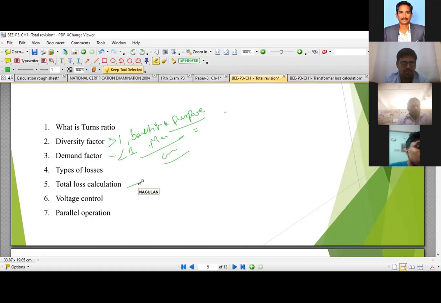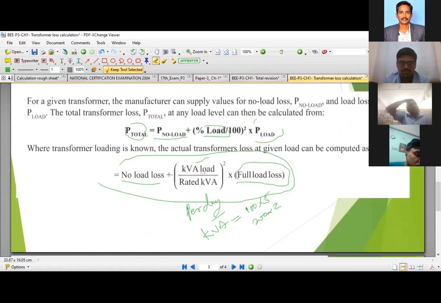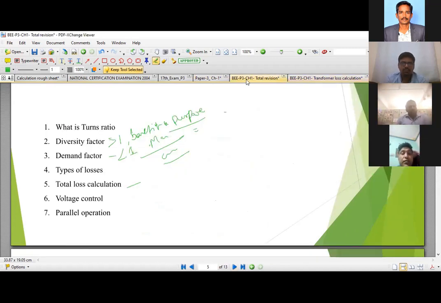Formulas we need to go through. I will show you the same before you see the losses. Go through this formula one time. Two, three times, write it three times. It is very useful.